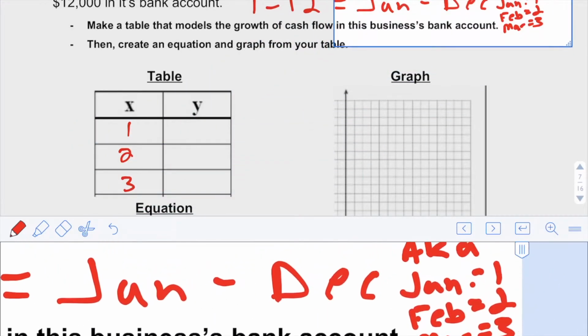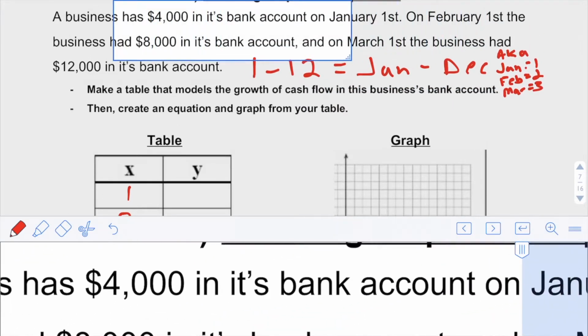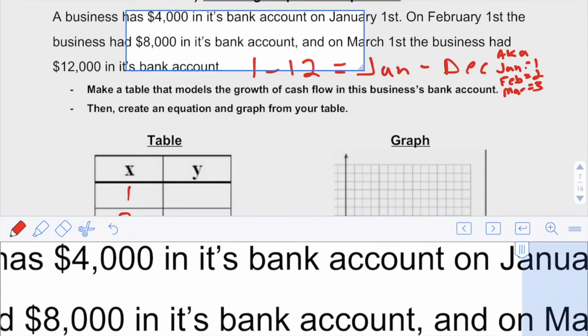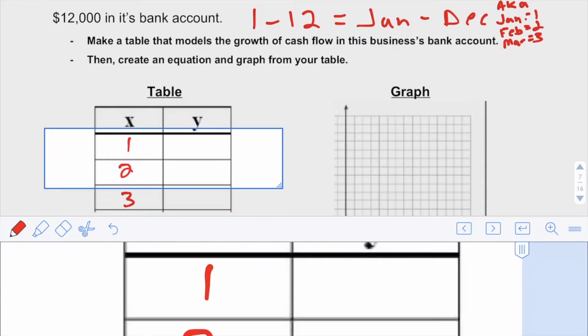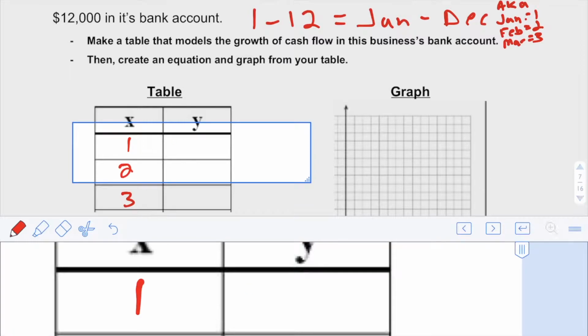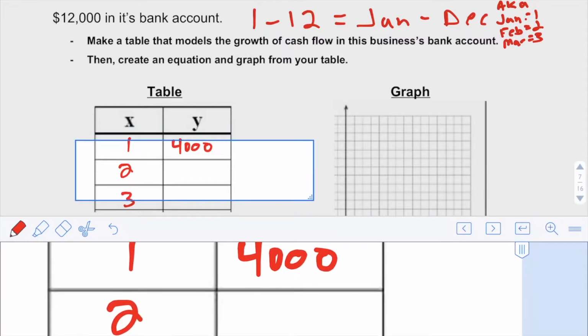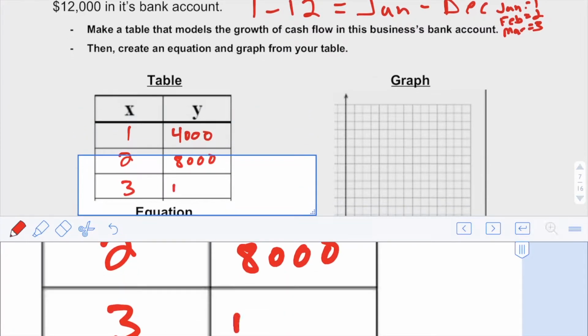And in January, aka our 1, our bank account is 4,000. In February, it is 8,000. And in March, it's 12,000. So let's come fill in our table down here. We have 4,000, we have 8,000, and we have 12,000.